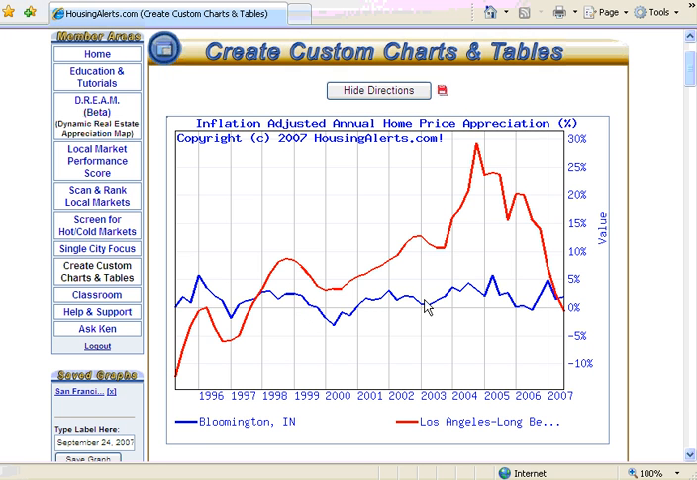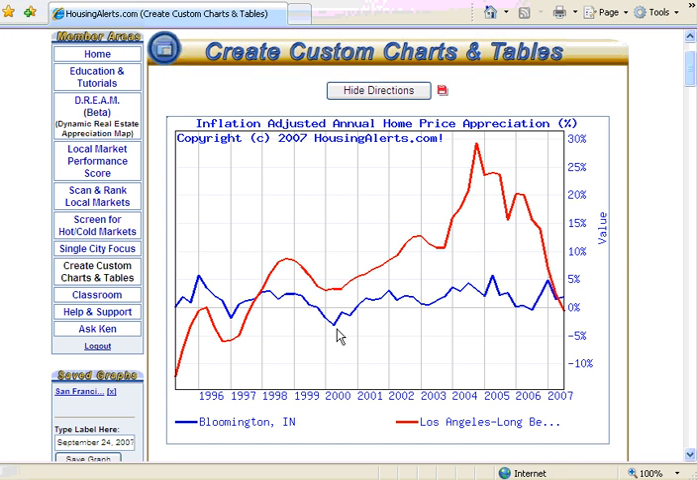If you're looking at investing outside your own backyard, you can look at your local market and see how it behaves. What does the annual appreciation do in your local market, and how does it compare with another market where you're not living but you could be investing, in order for you to make the kind of decisions that are going to make you the most money.